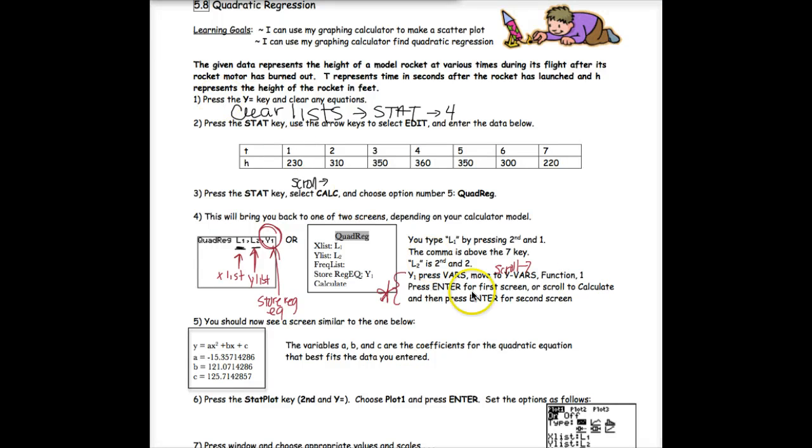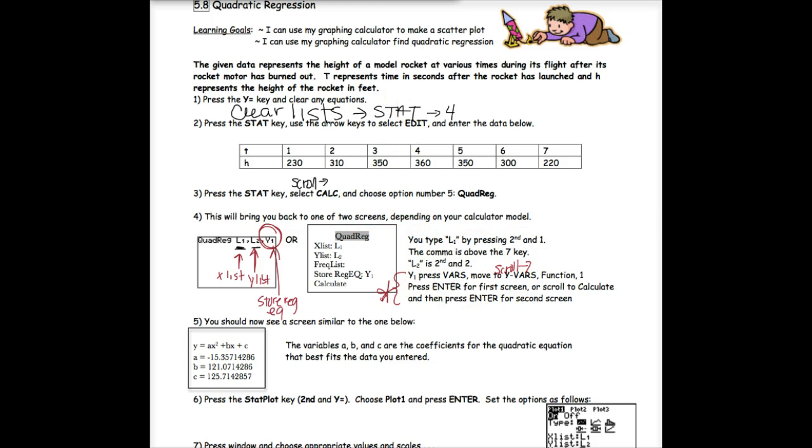All right, and so once you have it looking exactly like this screen or this screen, depending on your calculator model, then if you have this screen, you're just going to press enter. If yours looks like this, the newer models, then you need to scroll down to calculate and then press enter.